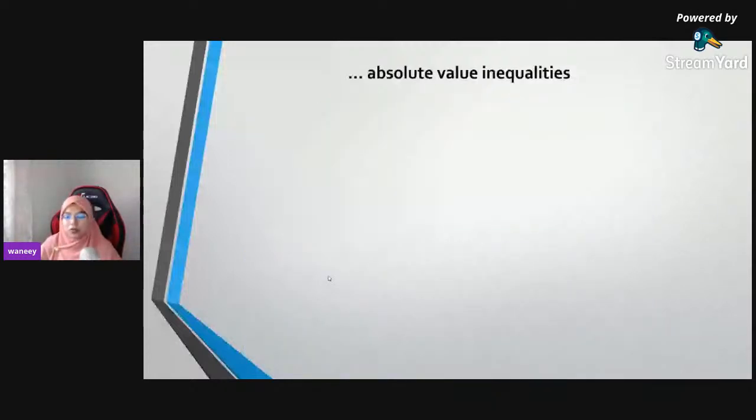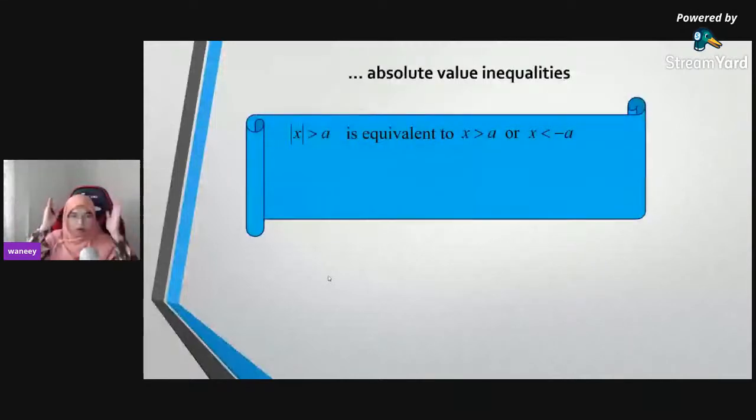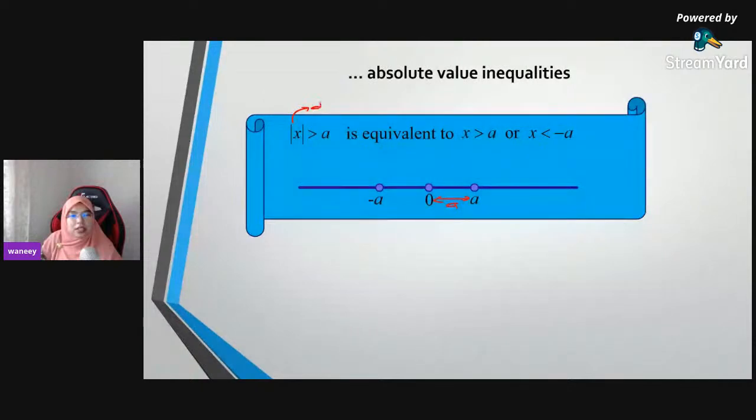Okay, so now absolute value of X greater than A is equivalent to X greater than A or X less than negative A. So let me draw one number line for you. Okay, so 0 to A, this is A units, right? Again, the absolute value is the distance of X from the origin.